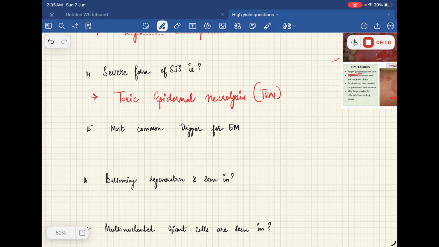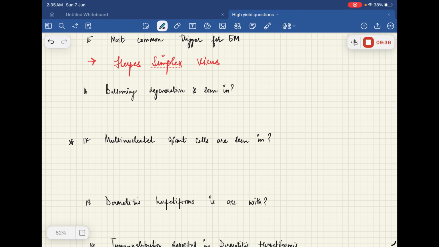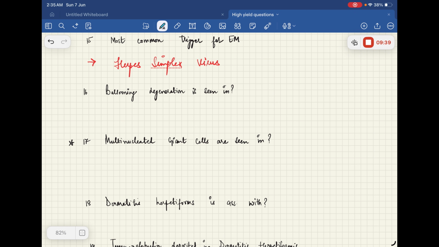Next, the most common trigger factor of erythema multiforme is herpes simplex virus. We did this in the previous lecture, so if you want to revise, just go through the old lecture. Next question. Ballooning degeneration is seen in, again, herpes simplex virus. Multinucleated giant cells are seen in, again, herpes simplex virus.